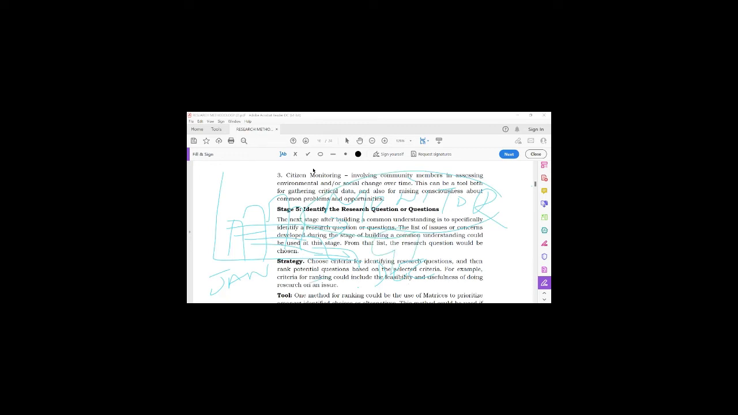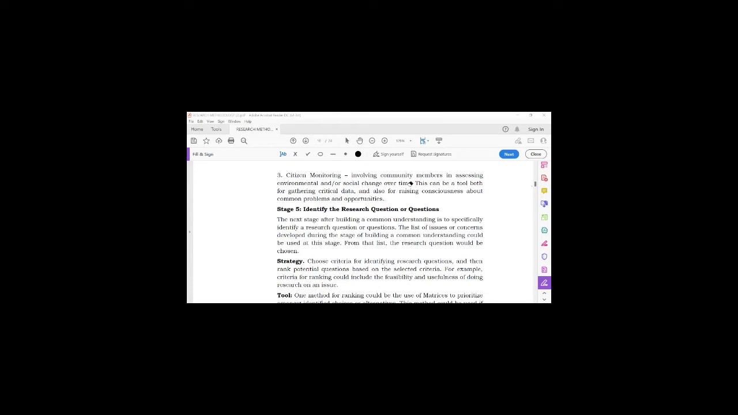So the Gantt chart is again being used, which will give you a timeline for the project. It is an important thing for gathering critical data, and also raises consciousness about the common problems. So citizen monitoring is basically for the people, by the people. What you are doing is just giving direction, giving leadership, and trying to make a system so that information can be collected, and based on that information, you can suggest solutions which can help to address those problems.